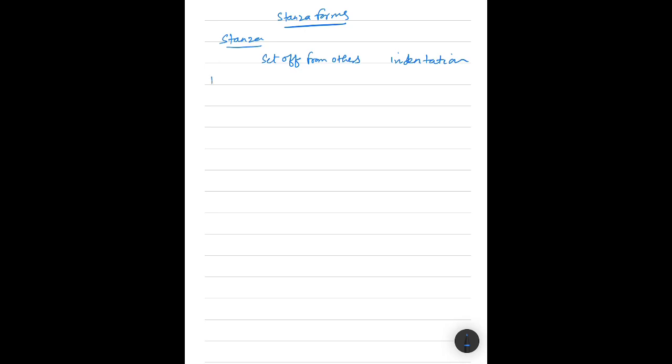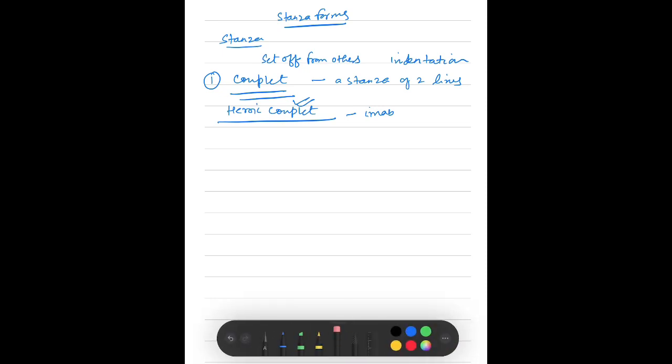So let us now see the first stanza form, that is called couplet. I think this is very well known to you, that a stanza of 2 lines is called a couplet. Generally in Hindi we call it doha, a stanza of 2 lines. Similar to this, we have a word called heroic couplet. Now, heroic couplet, because the word couplet is used, it means it will be a stanza of 2 lines. So, heroic couplet is a stanza of 2, and then this word you will remember, that is iambic pentameter lines.